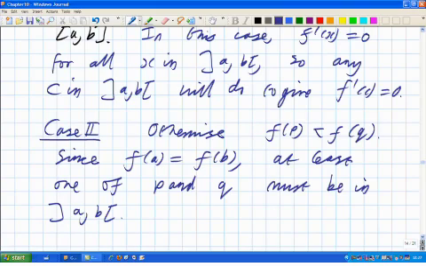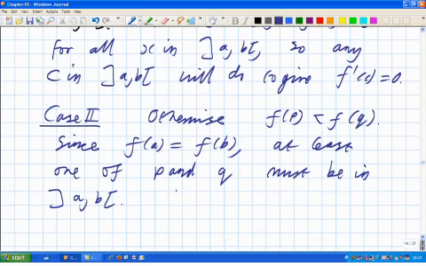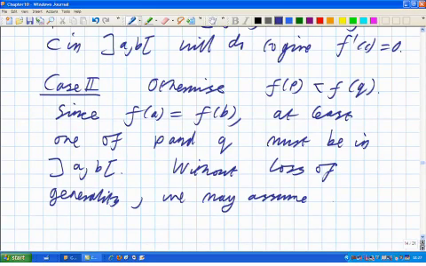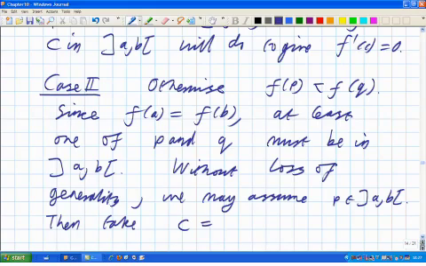Now, it doesn't really matter which. The proof is the same in either case. So let's say without loss of generality, because the proof is the same in the other case, we may assume that P is in the open interval (A,B). So I've assumed that it gets a minimum value somewhere strictly between A and B. If it's a maximum, you just do exactly the same thing. Then you take C equals P, and Fermat's theorem now applies.